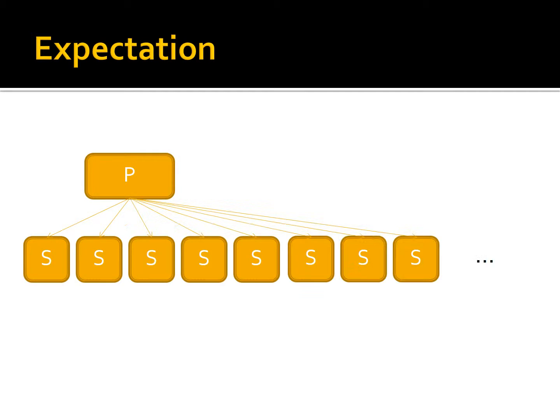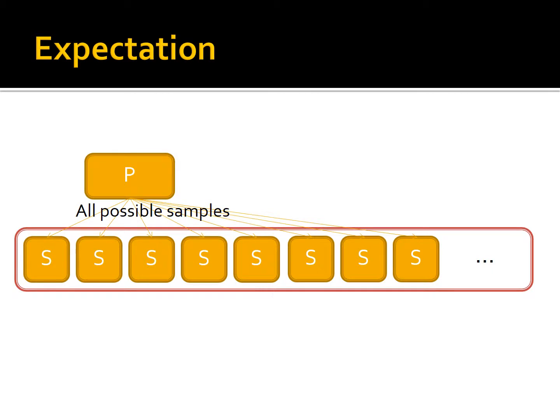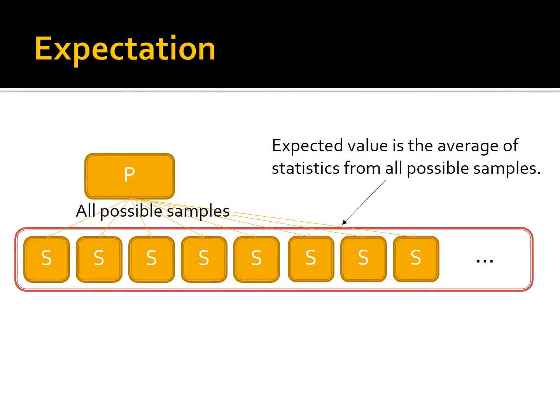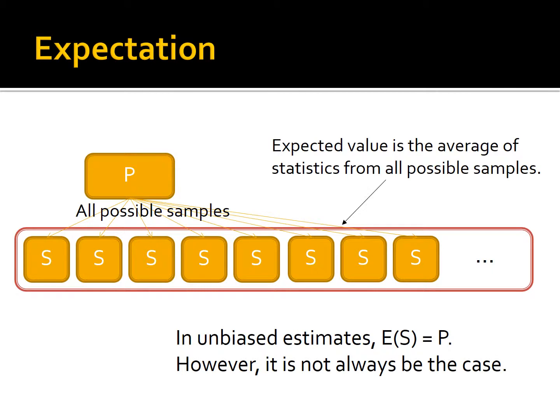I have the parameter in the population, and I draw the first sample. I get the first statistic. Then I get the second sample, I get the second statistic, and so on. I draw indefinitely. So if I can draw all possible samples, the expected value is the average of those statistics across all possible samples. If the statistic is unbiased, it means that the expected value of the statistic is exactly equal to the parameter. However, this is not always the case.